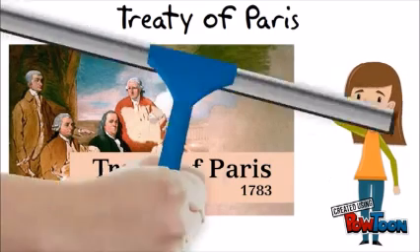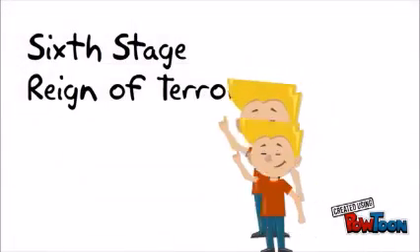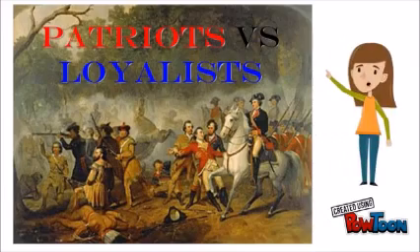Sixth stage, Reign of Terror. There were no real signs of terror after the American Revolution. However, colonists did attack loyalists to keep control under their authority.